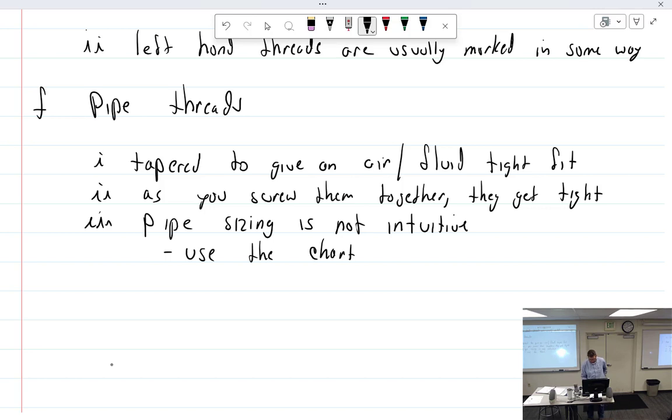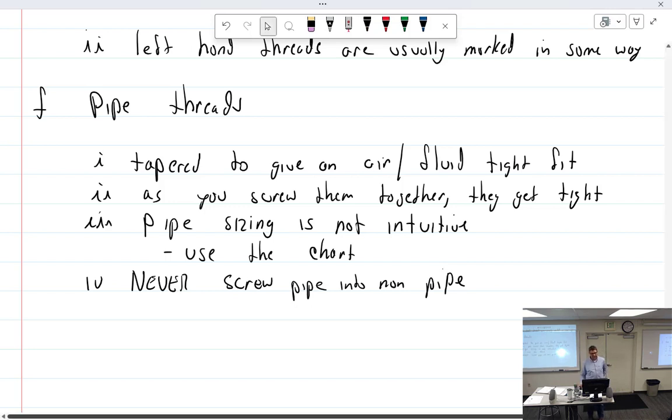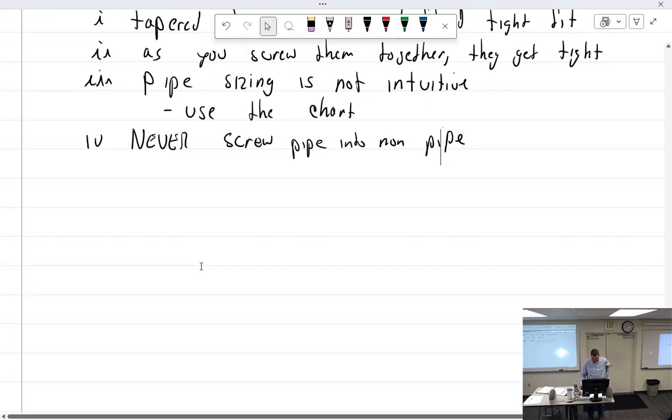And where did I find that chart? Genuine Aircraft Hardware Company. They're a nice company. Never screw pipe into non-pipe. Is the General Aircraft Hardware on Canvas, by the way? It is, and I have a lot of paper copies of that book. Genuine. Oh, genuine. You said genuine, then he said general. What did you say? I said general. Oh. Wrong. You're right.